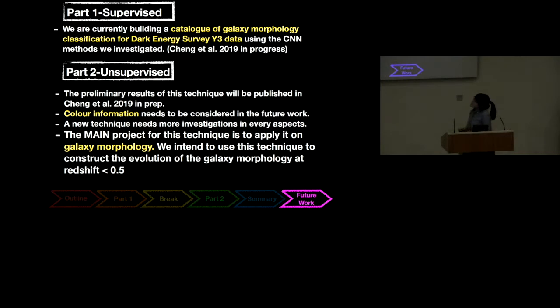My future work is, for the first part, we are currently building a catalog for Gaussian morphological classification for DES year 3 data. In the second part, this is a new technique, a very new idea. It's easy, but it's quite new, so it still needs a lot of investigation. And color information needs to be included in future work.